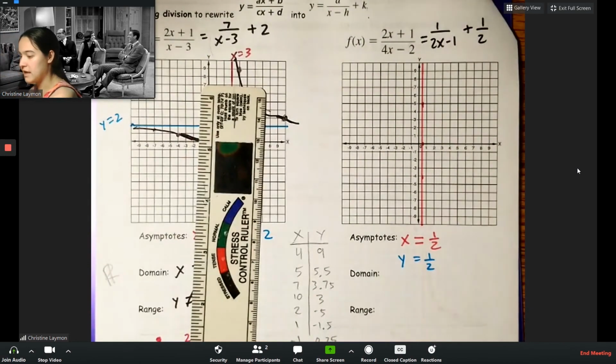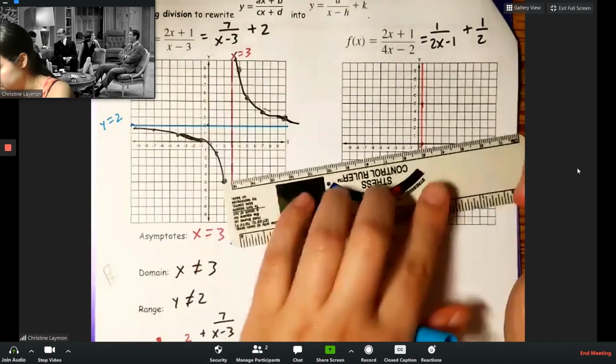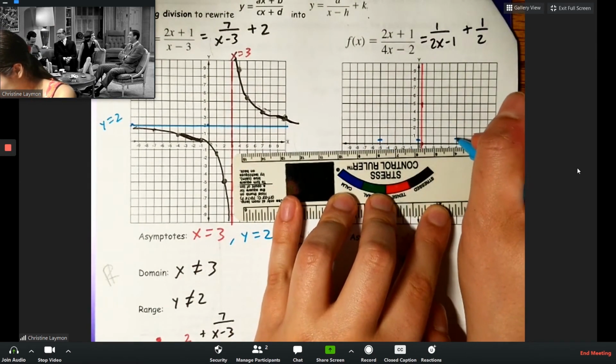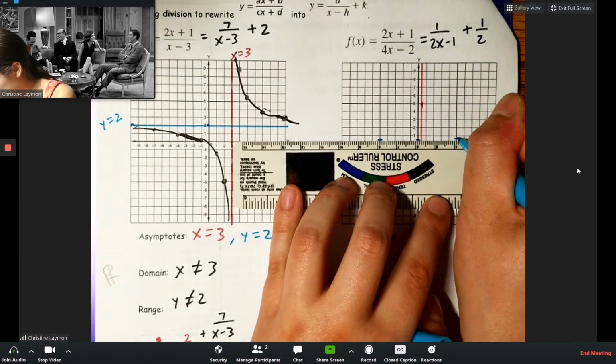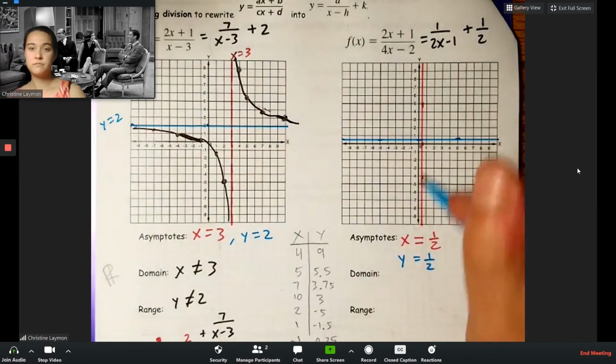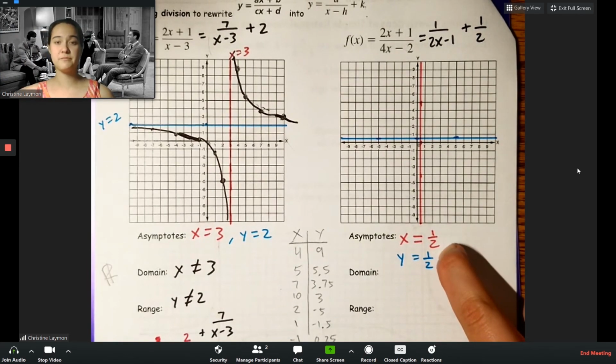Okay, so that's x equals 1/2. Let's come through here this way and do it over here. So here's a half, here's a half, here's another half. Again, trying to get those things lined up as best we can. Okay, so those marks are the 1/2s.